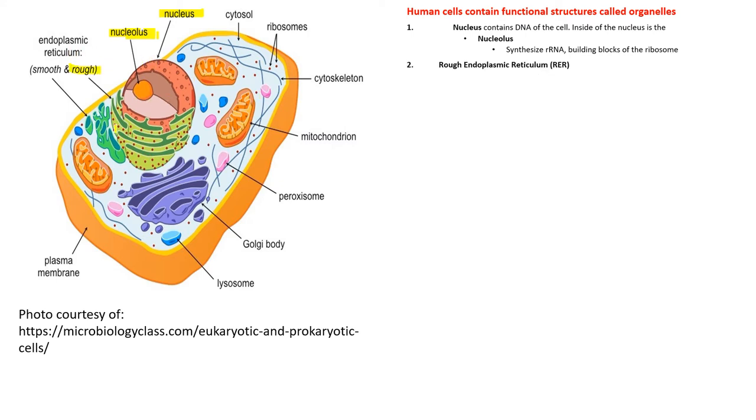The next organelle is the rough endoplasmic reticulum, which is lined with ribosomes, and ribosomes are important structures which convert mRNA into protein via a process called translation. The next organelle is the smooth endoplasmic reticulum, and this is the site of lipid and steroid synthesis.